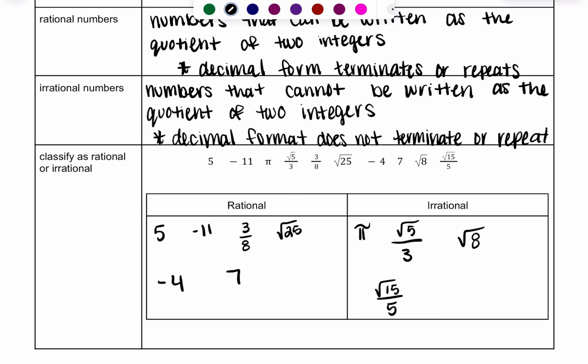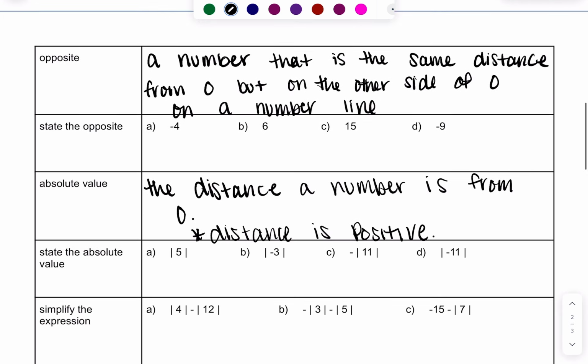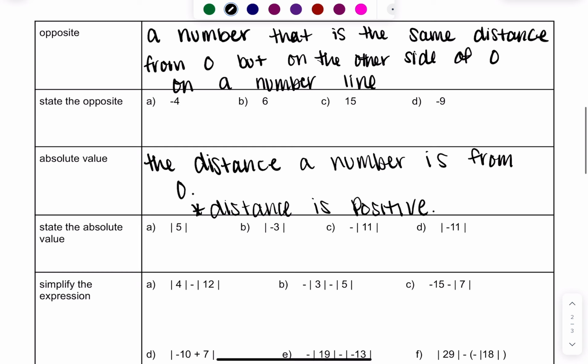Okay. All right. Now moving on to the next portion. So here we have opposite numbers and absolute values. What we're really looking for here is, do we know what the opposite of a specific number is? An absolute value. We need to make sure we're looking at those brackets to make sure that we know what an absolute value is, okay?